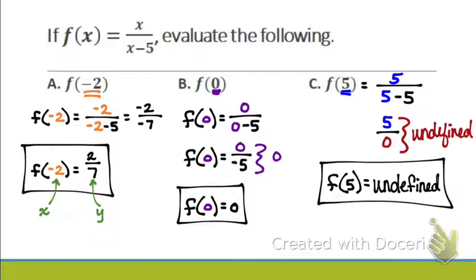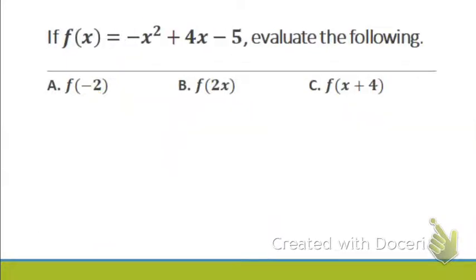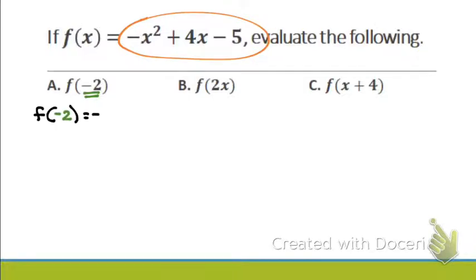Let's try another one similar to this. We're going to sub in some things. New function. Here's my new function rule: negative x squared plus 4x minus 5. First thing I want to put in for x is what? -2. So f of -2 is equal to negative, and then I make my substitution: -2 squared, plus 4, and then another substitution with a -2, minus 5.